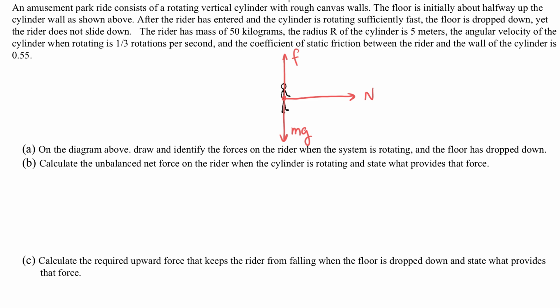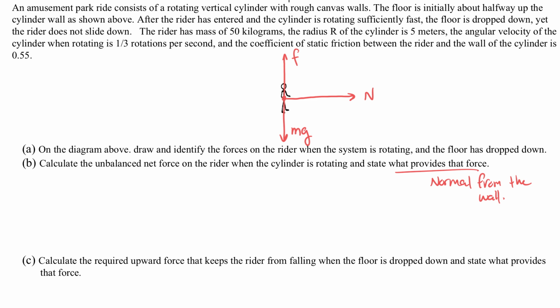Calculate the unbalanced net force on the rider when the cylinder is rotating and state what provides the force. Normal force from the wall. I don't know if you get the answer correct unless you said from the wall. Do you understand what I mean by that? Normal force from the floor. No, it's the normal force. It's the wall that provides this force. So not really understanding the question, not knowing whether they want me to name the force or name the object that provides the force, I think you need to make sure that you answer the question thoroughly. So I don't know if you just wrote normal force, if you would get full credit or not.